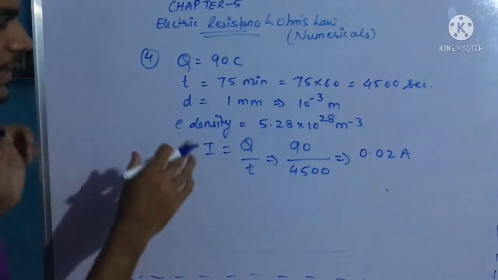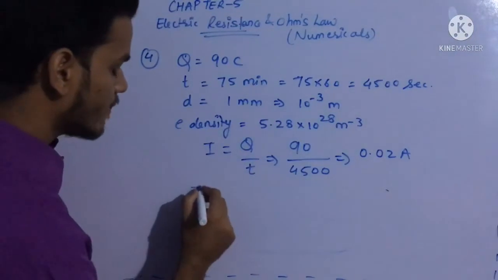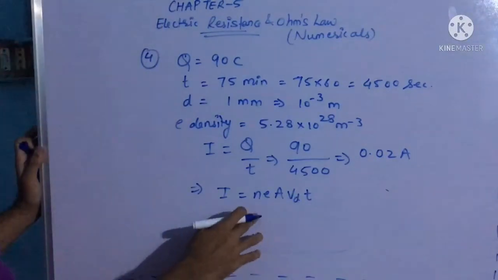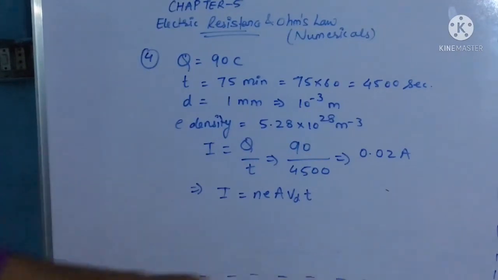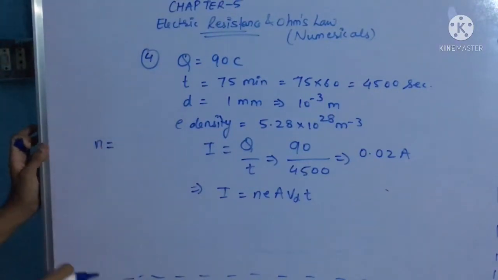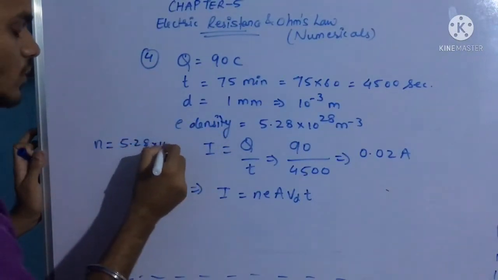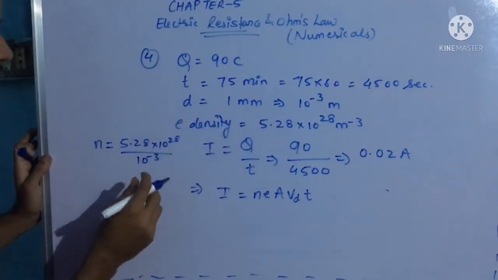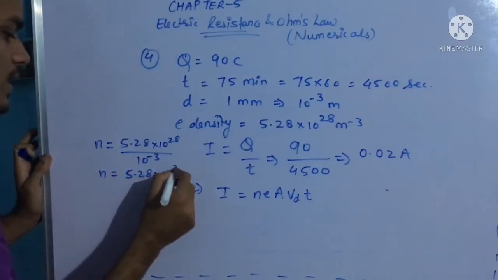Now we have been given the electron density and we have to find the drift velocity. We have read the formula I is equal to NeAVdT, where N is the number of electrons, e is the charge, A is the area, Vd is the drift velocity, and T is the time. To find N, we have another formula. N is equal to the electron density, which is 5.28 into 10 to the power 28, upon the area, which is 10 to the power minus 3 meter. So we will get N as 5.28 into 10 to the power 31.